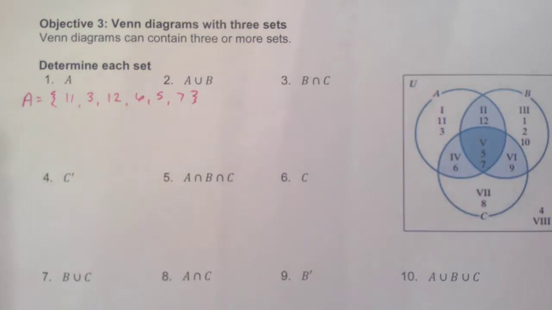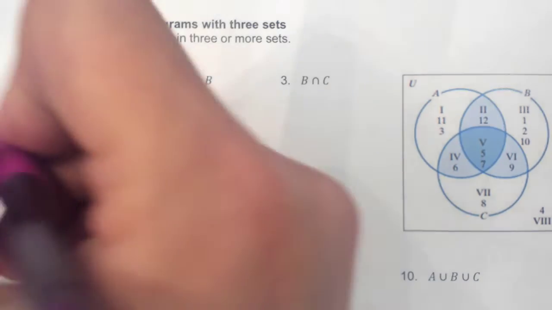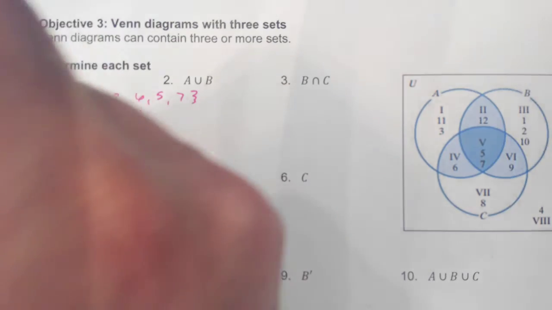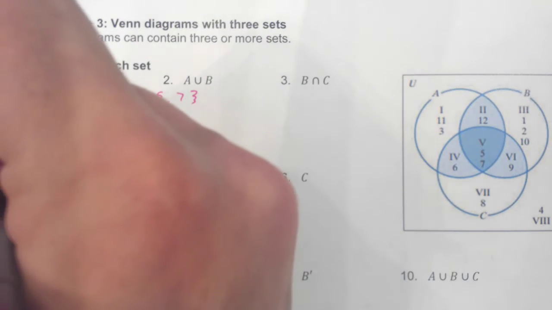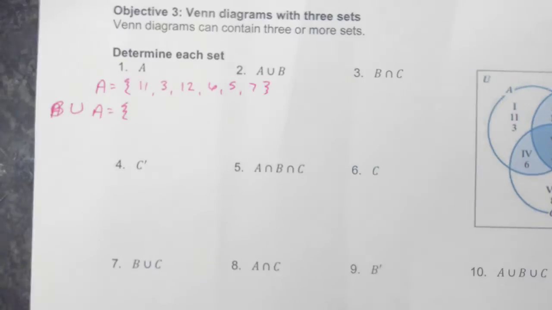All of those things are in A. Okay. Number 2 is the union of A and B. So remember that means everything in A and B. Oops, I wrote that wrong. I'm just going to put B union A. It's the same thing as A union B, right?